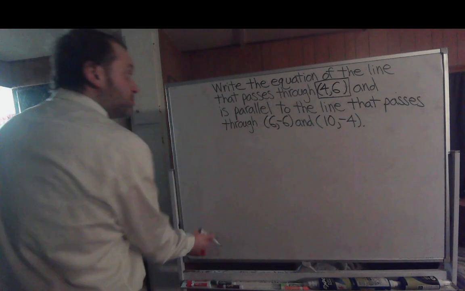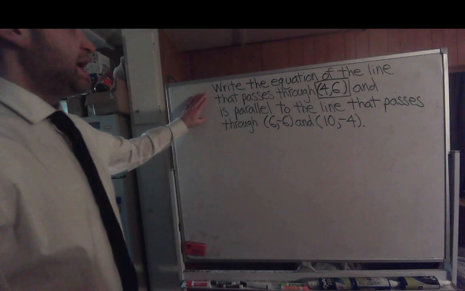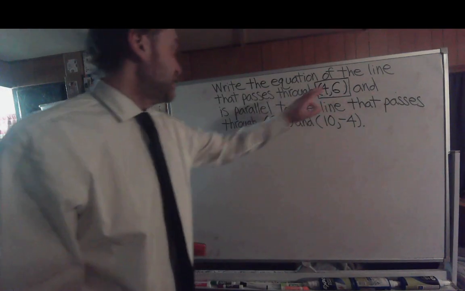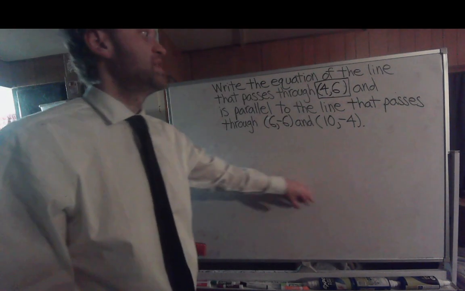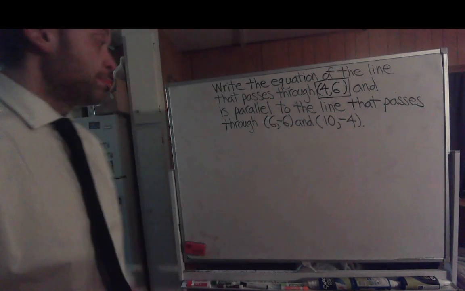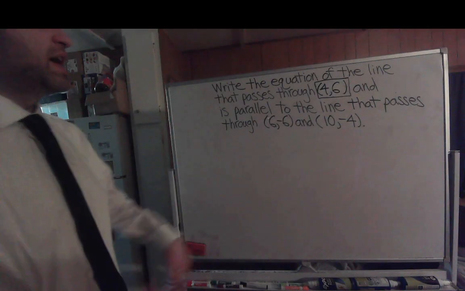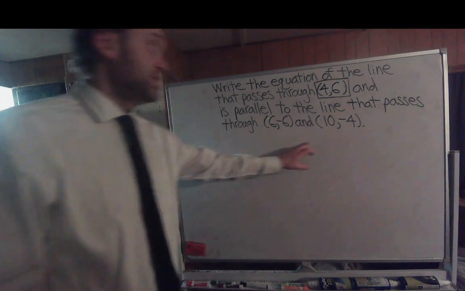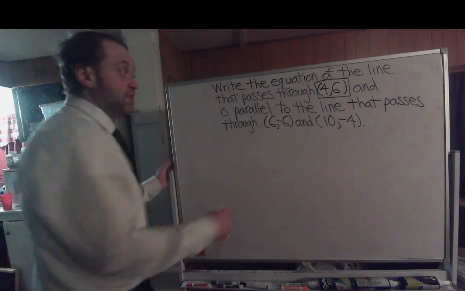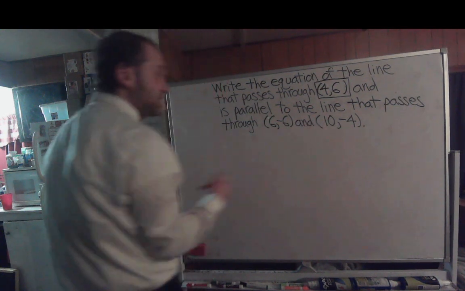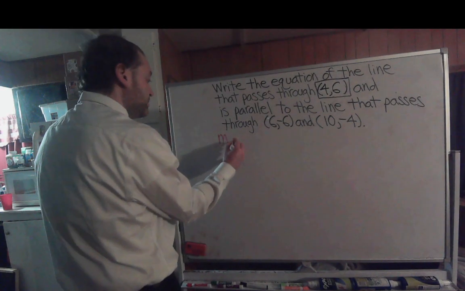Alright, last one, everybody. Write the equation of the line that passes through the point (4, 6) and is parallel to the line that passes through (6, -6) and (10, -4). Since we're going to try to find the equation of a line parallel to the line that passes through these two points, first we find the slope of the line passing through (6, -6) and (10, -4). We'll call that m sub 1 for the first slope.